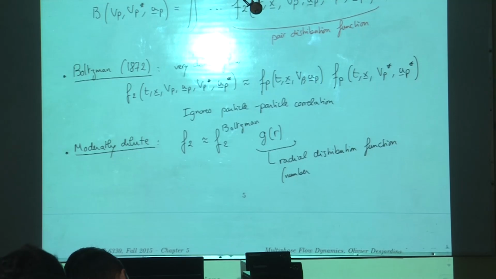This is the number of pairs separated by R.